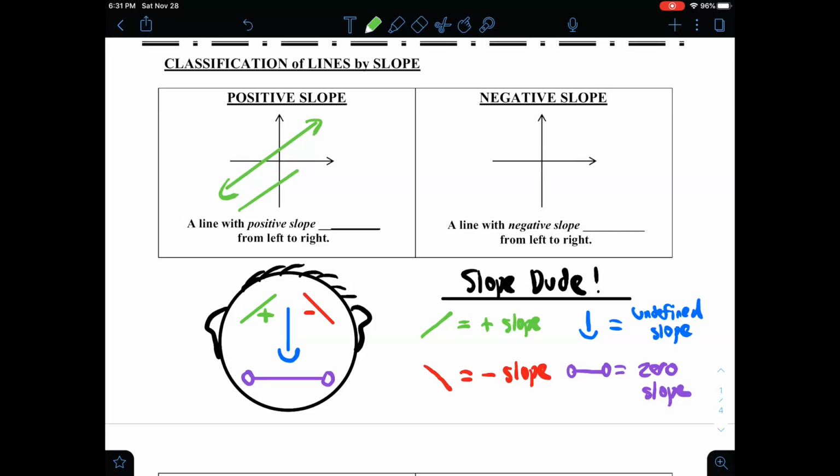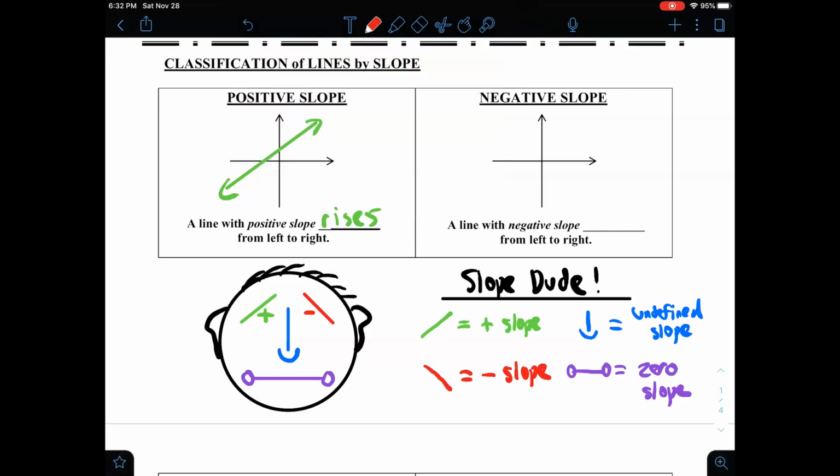I could put it there. I could put it over here. I could put it over here. I could draw it more steep like this. But those are all just extra, I guess. As long as it goes up from left to right, rises from left to right, that's going to be a positive slope.